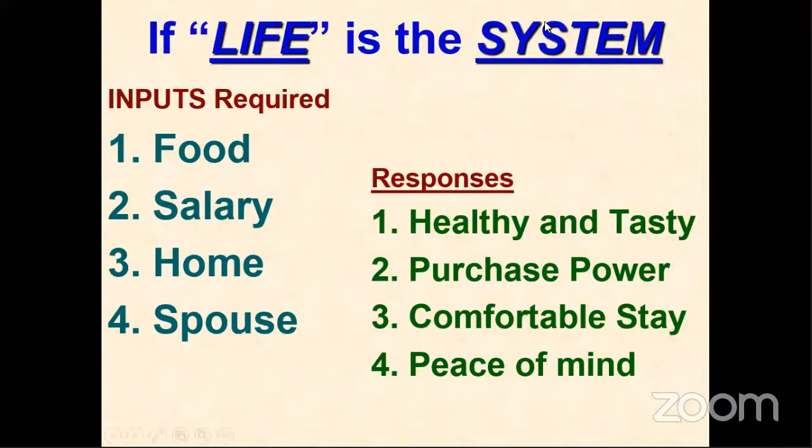So what are the responses expected? A happy life, I say, if it is only one output. Multi-objective optimization means I will say the first output is healthy and tasty. Second output is purchasing power. Third output is comfortable stay. Fourth output is peace of mind. According to the inputs I wrote, if all are put together, there is only one output, a happy life.